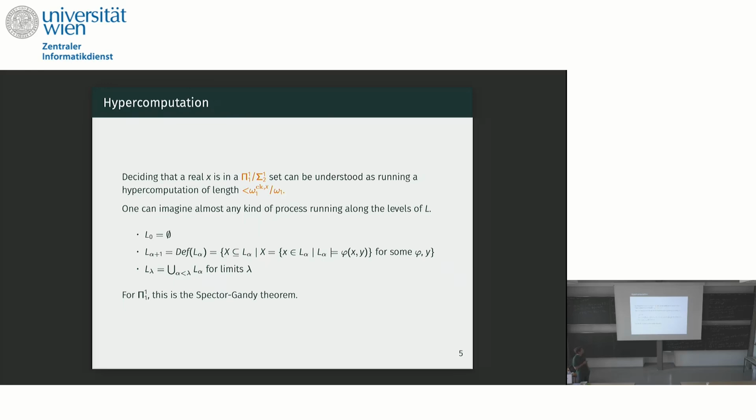All right, and for sigma 1 2 sets, you can do the same. It's just that you can go higher. You can go up to any countable ordinal. So the one for pi 1 1 we've already seen in another talk is the Spector-Gandy theorem, essentially. It says that pi 1 1 is the same as sigma 1 up to this ordinal. All right, so just think about some kind of algorithm that runs along the levels of L for that.